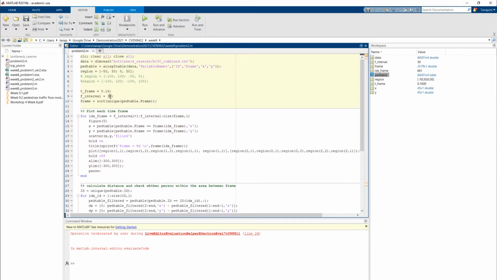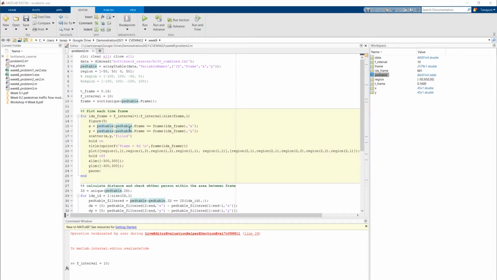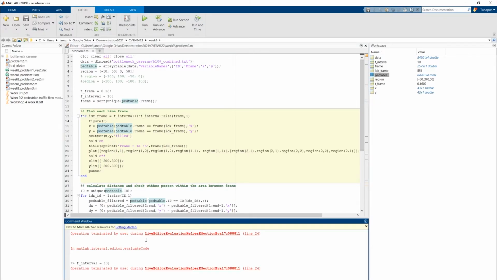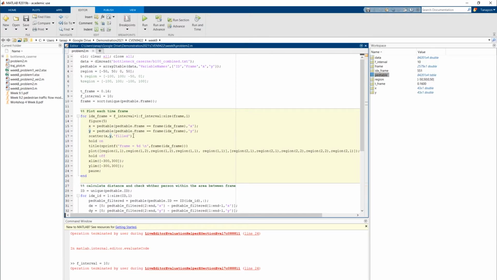I will change this to be 10 instead. So if I try that again, Control Enter. So here, each time you press any button on your keyboard, it's going to change just 10 frames, and you're going to see more movement, more detailed movement. Right? So that's what this frame does. And this is the time for each frame, 0.16 seconds. So yeah, that is for this cell.